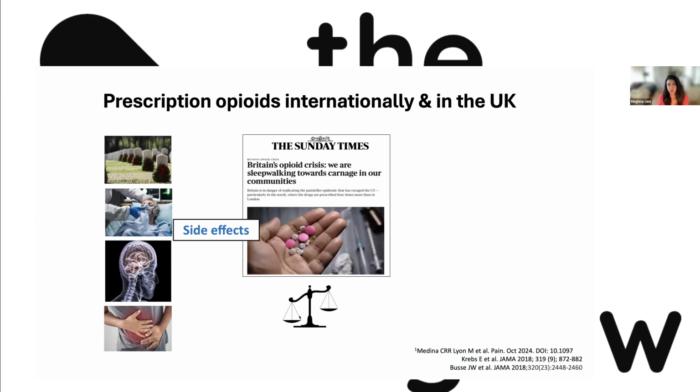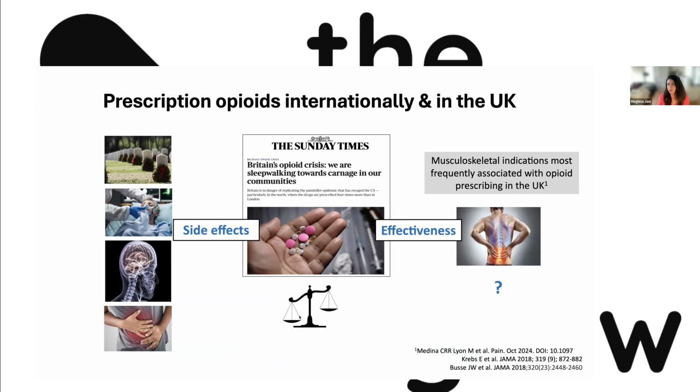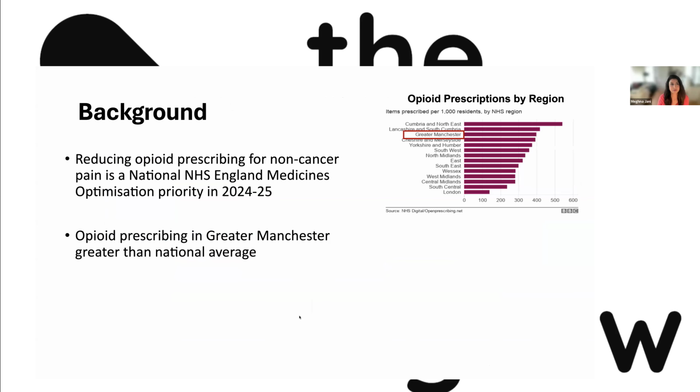So as a number of you will know, prescription opioids have been associated with a major epidemic in North America, and there have been concerns about prescription opioids increasing in the UK. We know that they're associated with a range of different adverse events, from premature mortality, respiratory depression, delirium, and constipation. On the other hand, we know that they have limited effectiveness, particularly in the context of musculoskeletal indications. And some recent work that we've published has just shown that musculoskeletal conditions are, in fact, some of the most common indications for prescription opioids in the UK.